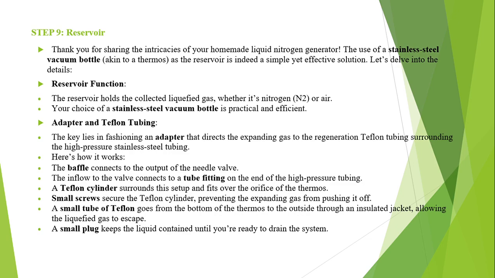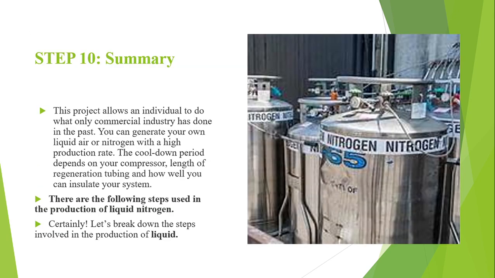The key lies in fabricating an adapter that directs the expanding gas to the regeneration Teflon tubing surrounding the high pressure stainless steel tubing. The adapter connects to the output of the needle valve. The inflow to the valve connects to a tube fitting on the end of the high pressure tubing. A small screw secures the Teflon cylinder, preventing the expanding gas from pushing it off. A small tube of Teflon goes from the bottom of the thermos to the outside through an insulated jacket, allowing the liquefied gas to escape. A small plug keeps the liquid contained until you are ready to drain the system.